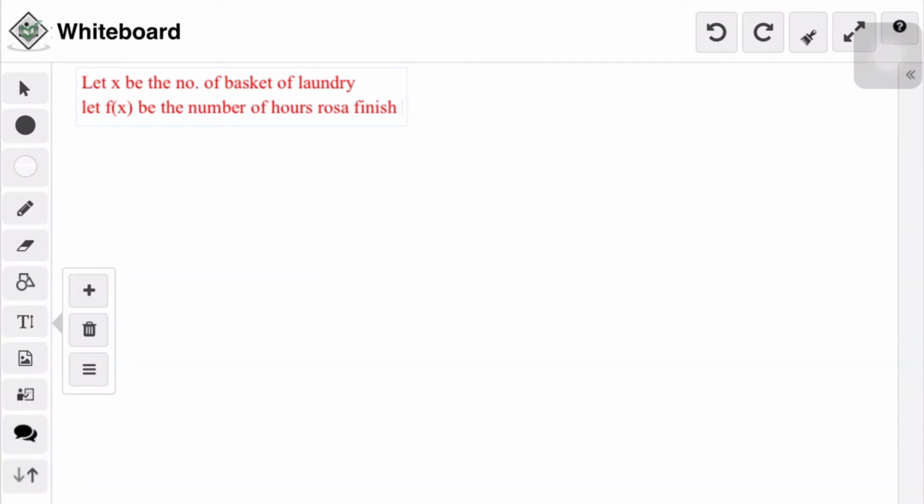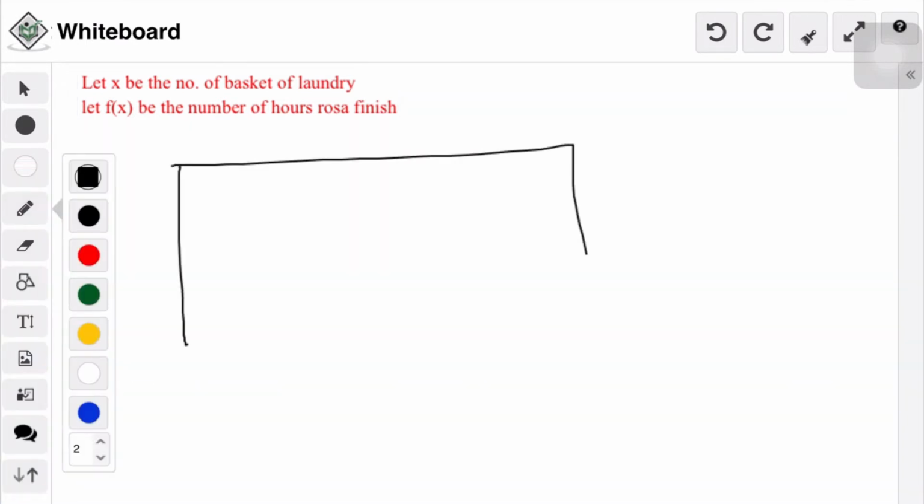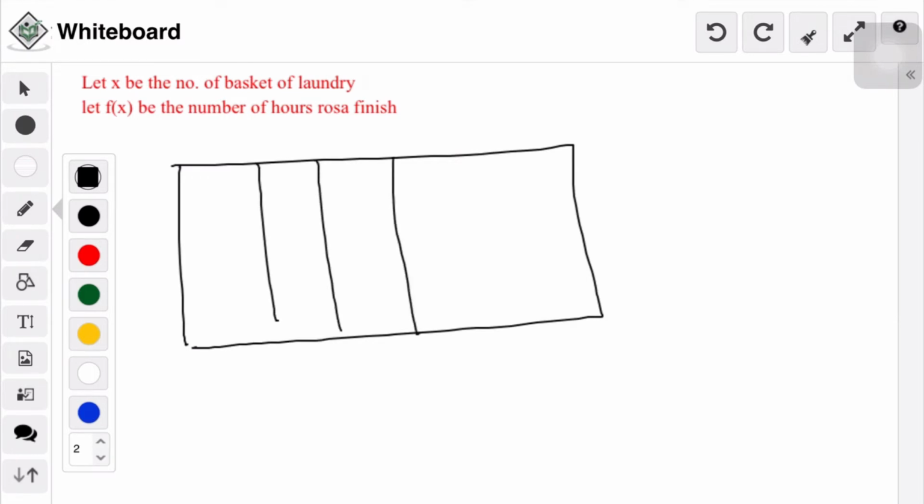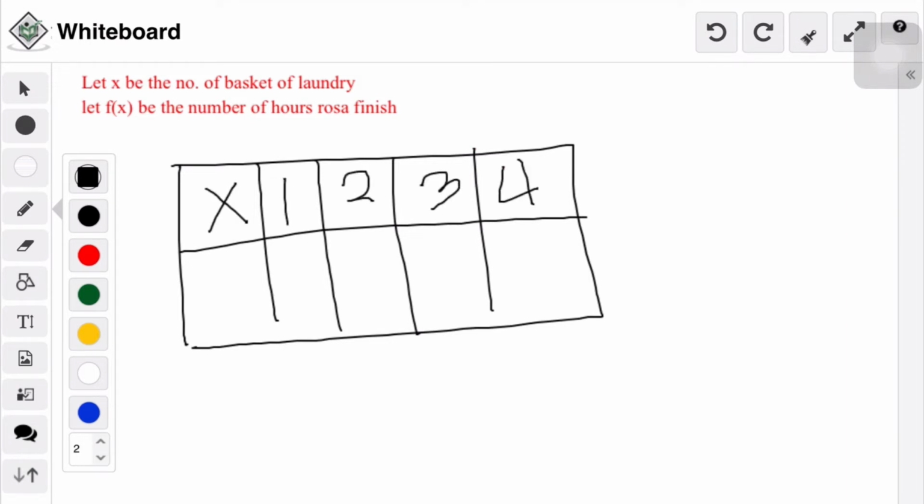Then after that, we will again draw a table here. So, x is the number of baskets: 1, 2, 3, and 4. Then f of x is the number of hours: 2, 4, 6, 8.